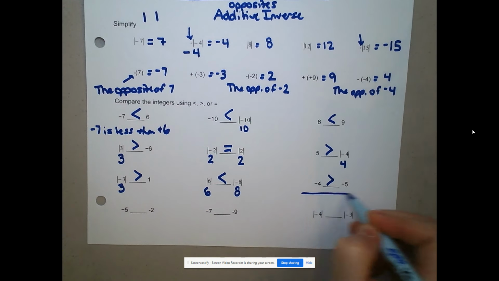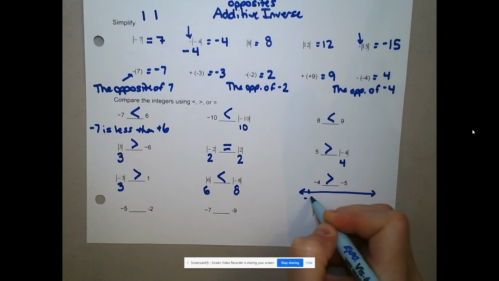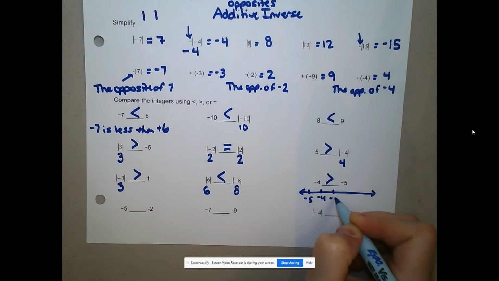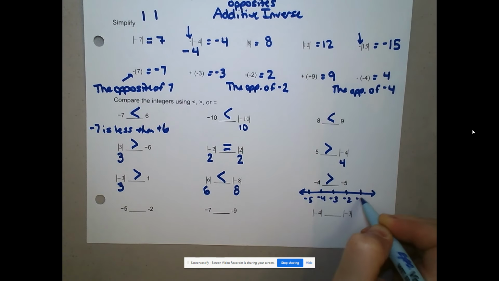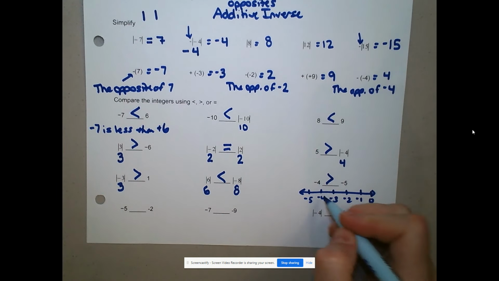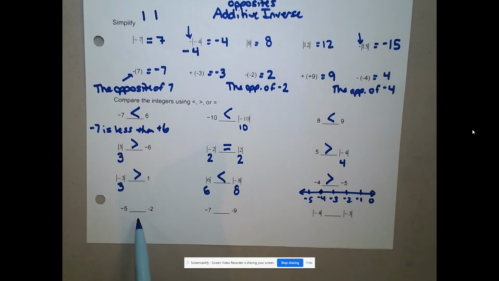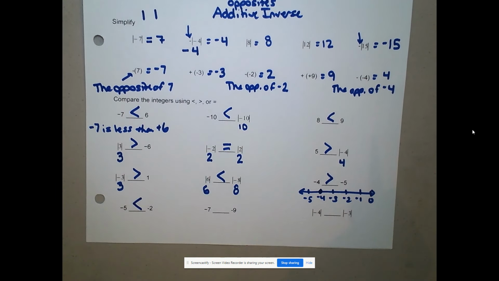So if you made yourself sort of mentally a quick little number line, you would notice that negative 4 is closer to the 0. It's further to the right. This is going to be your bigger number of the two. Negative 5, negative 2, same idea. Negative 2 further to the right, closer to 0. That's going to be our larger number. Negative 7 compared to negative 9. Negative 7 is further to the right on the number line, closer to 0. So that is our larger number.